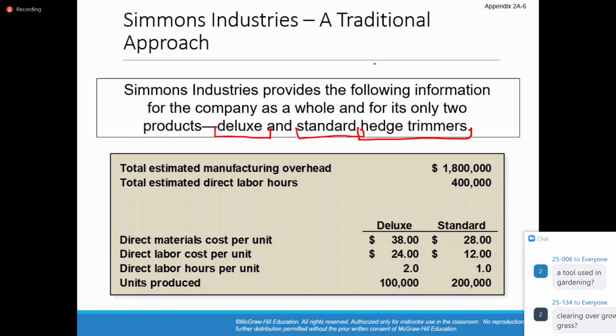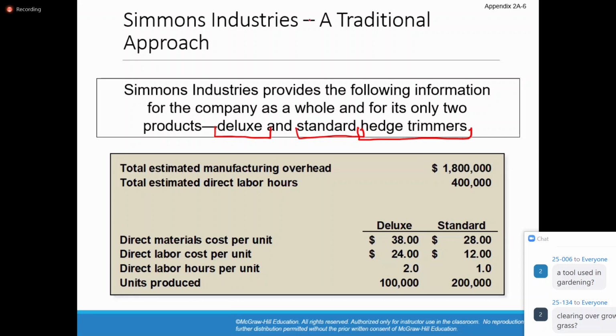So you need to cut, you need to trim, not cut, trim is more appropriate. You need to trim the exercise. For that purpose, this hedge trimmer is used to trim all the grass or all the plants in the garden to the same size. Okay. So obviously you can expect that between these two categories of hedge trimmer, deluxe and standard, deluxe is more of a premium product and standard is a more basic product.